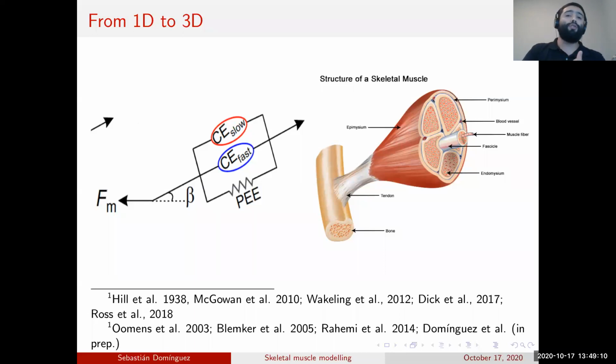This model was introduced in the 30s, almost 100 years ago, but it's still being used today, okay? It's because roughly it can approximate, not very well, but it can approximate the forces that muscles produce as a whole. But it doesn't know anything about the structure, what's happening inside. So things like studying the energy flow within a muscle can't be done with this kind of model, for example, right?